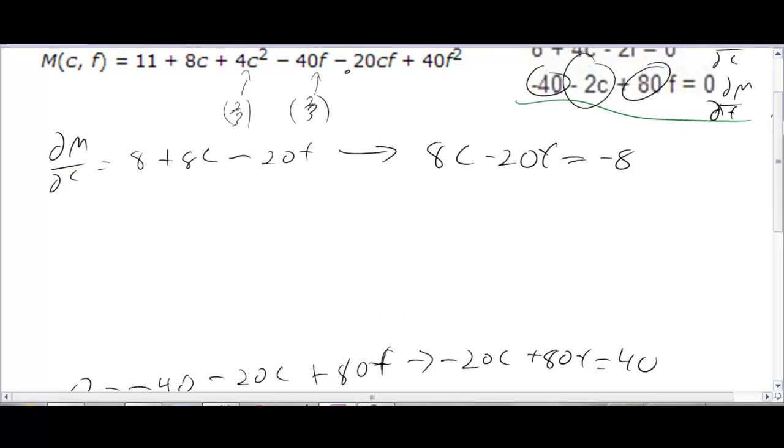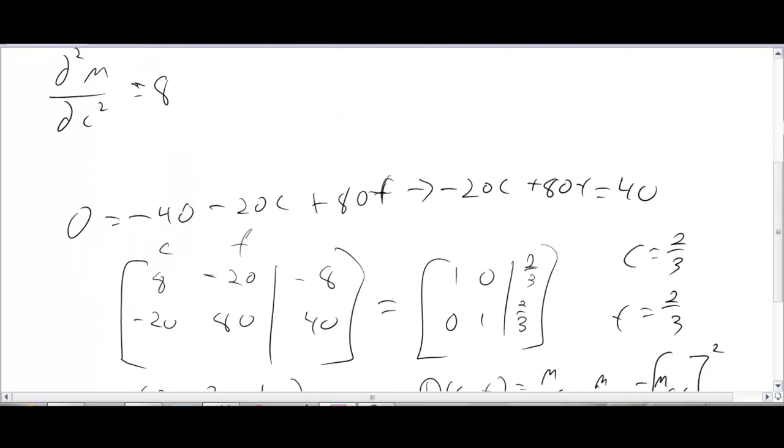All right, so now I need the second partial of M with respect to C. So, again, this whole derivative, but with respect to C. Well, that's no C's. That one, just an 8. This one, no C's. So the second partial is 8.